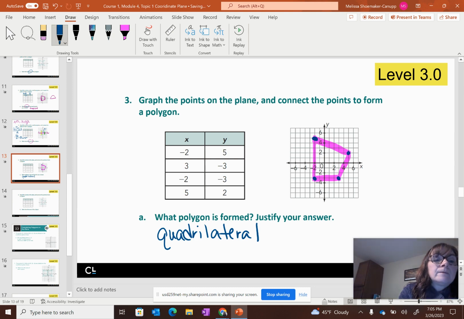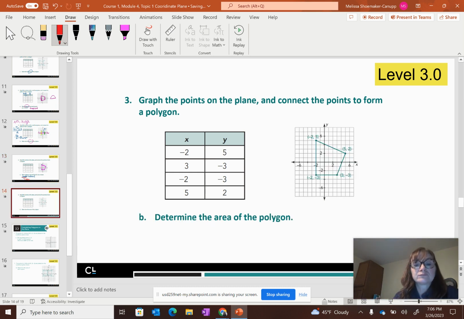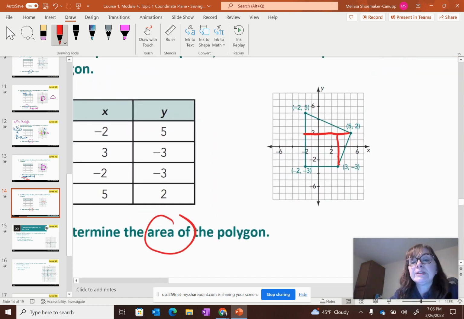Because quad means 4 sides. That's all we can say. The rest of it doesn't make any sense. Determine the area. In order to find the area of this, what we really have to do is cut this into a triangle, and cut this into another triangle.